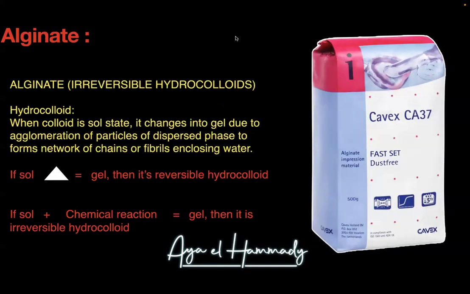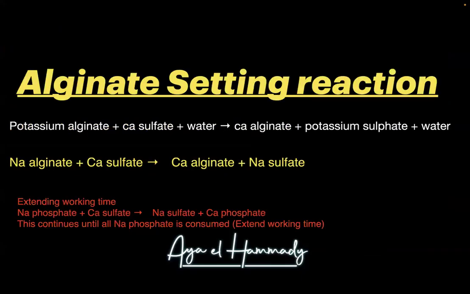What about the alginate? The alginate is called irreversible hydrocolloid. The colloid here means the powder, a solid state. It may change to gel if you heat it, it changes to gel if you increase the heat. But if you add something like a chemical reaction, it will be irreversible. It will not return back to its original shape.